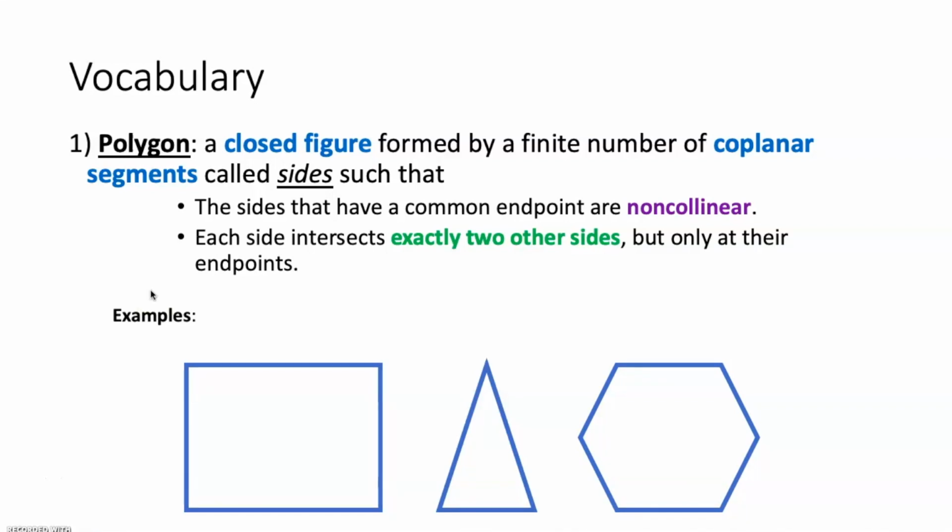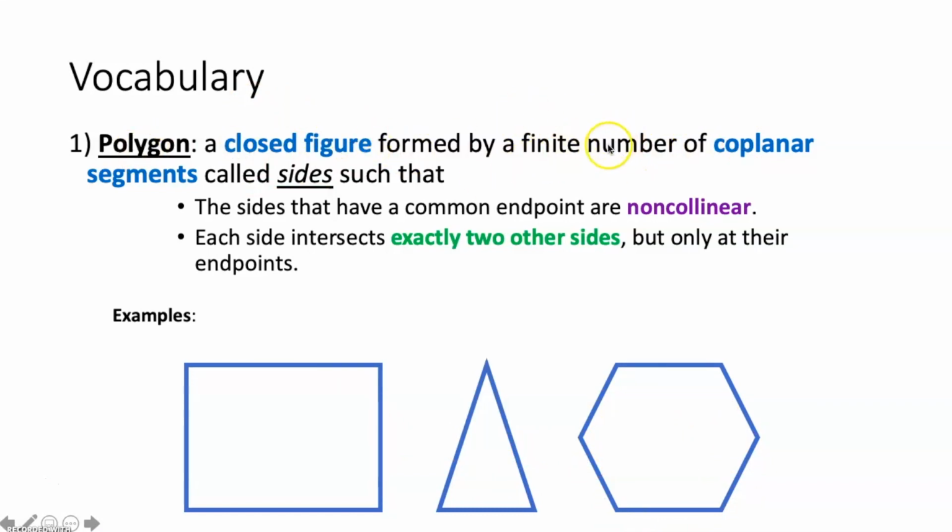Now let's break this down. A polygon is a closed figure, meaning there can be no openings. So here you can see that this is completely enclosed, completely enclosed, completely enclosed. Therefore, each of these would be considered a closed figure. And it's formed by a finite number of coplanar segments.